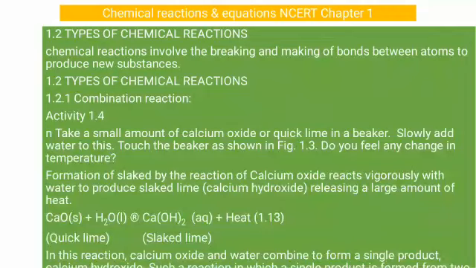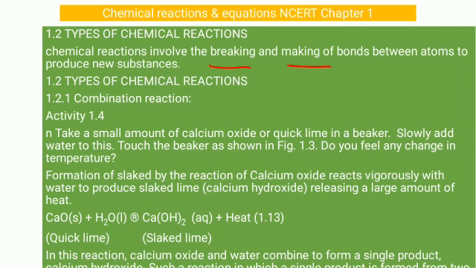Dear students, today we will start with types of chemical reactions. What is a chemical reaction? It involves the breaking and making of bonds between atoms to produce new substances. In our syllabus, there are 5 types of chemical reactions. That is combination reaction, second decomposition reaction, third displacement reaction, fourth double displacement reaction, and fifth redox reaction.